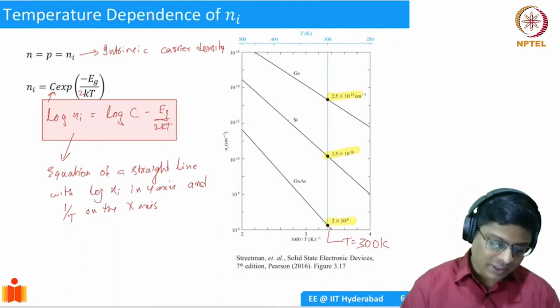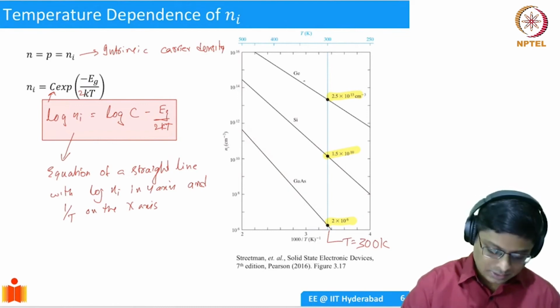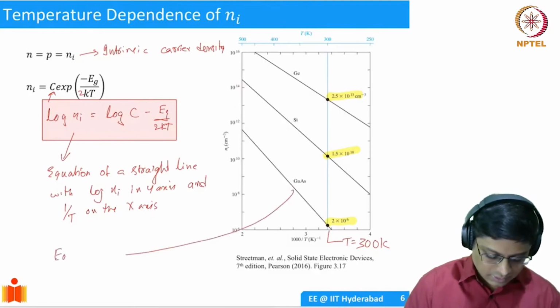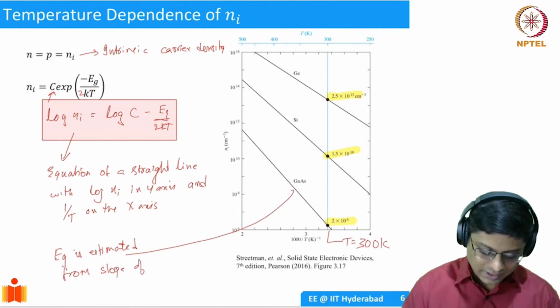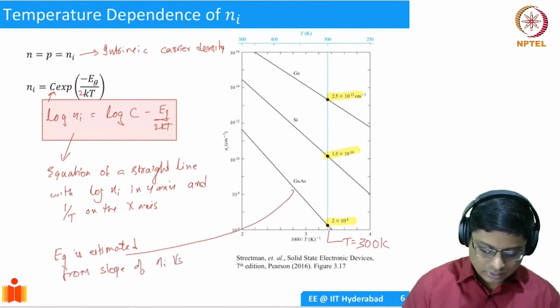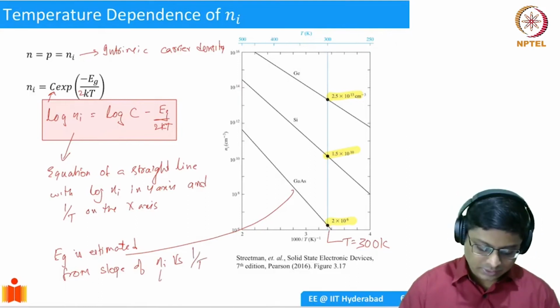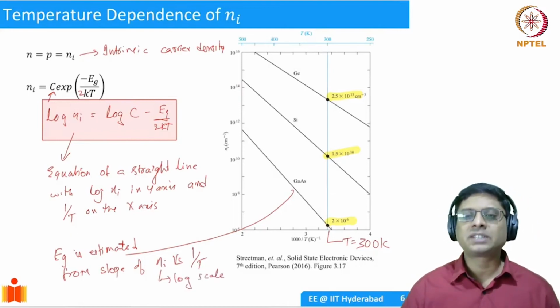Whenever you plot this relation, Eg is estimated from the slope of log Ni versus 1 over T. This is in log scale. All right, so this is an experimental approach.